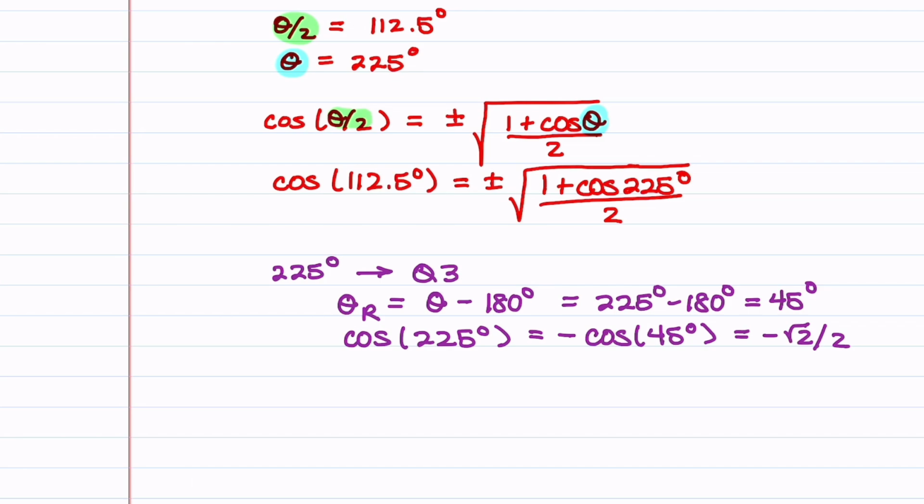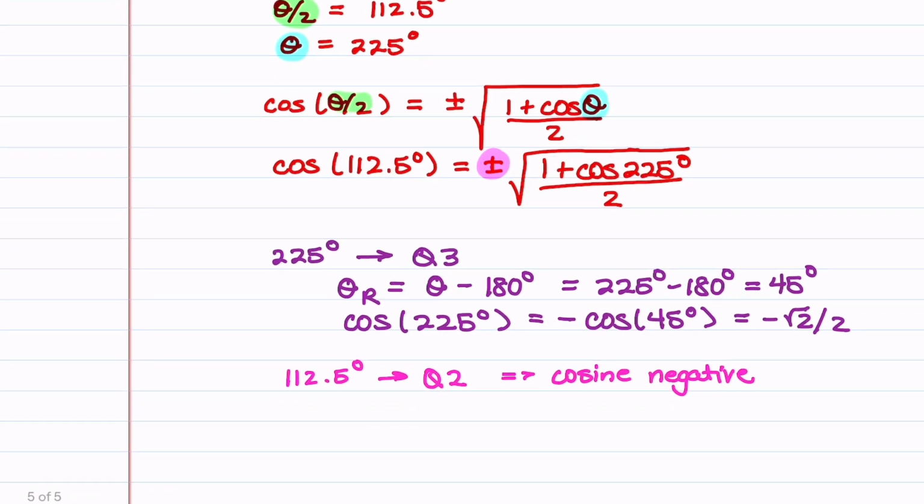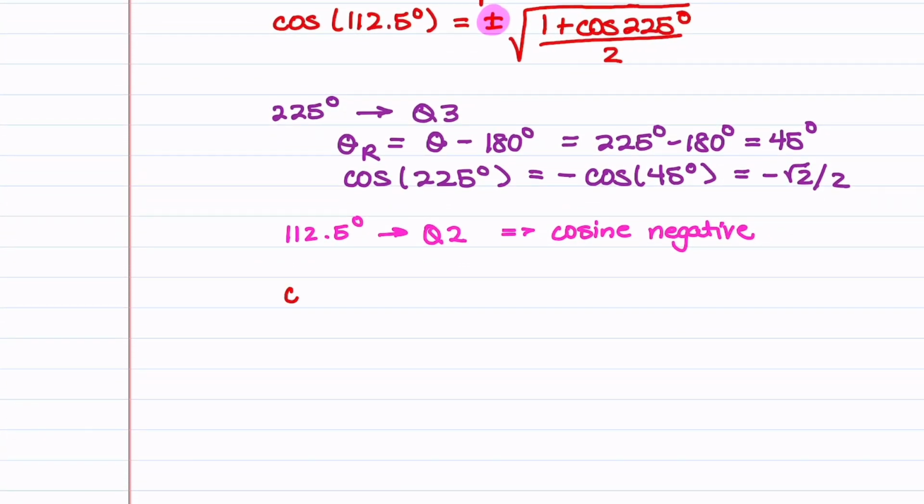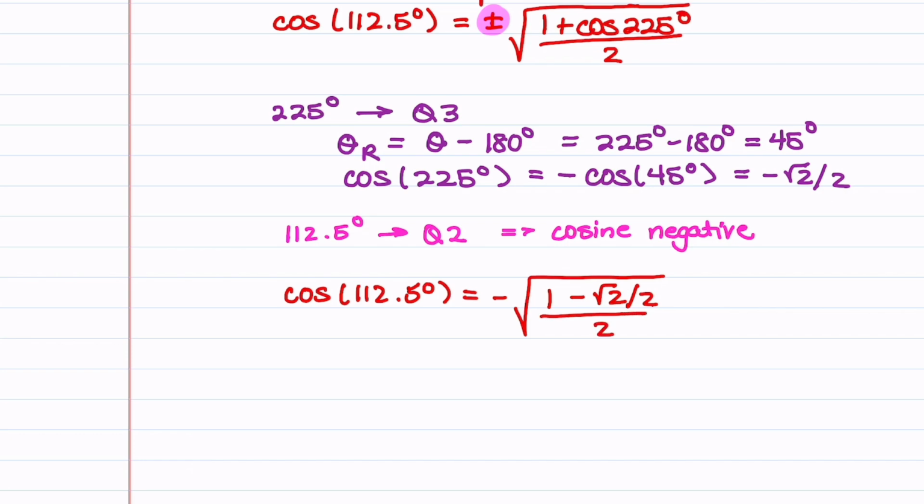Before we plug that value in, we need to choose the sign for our angle. 112.5 degrees is in quadrant 2, and cosine is negative in that quadrant, so we need to pick the minus square root. This gives us cosine 112.5 degrees is equal to minus the square root of (1 minus root 2 over 2), plugging in cosine of 225 degrees, all divided by 2.